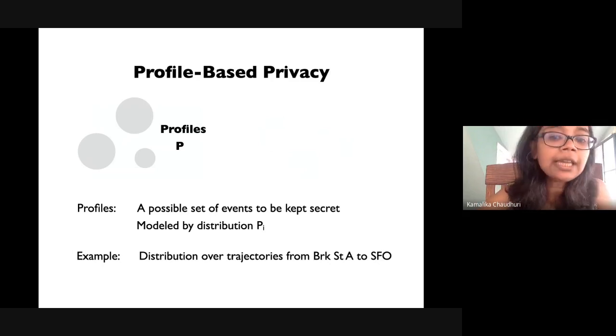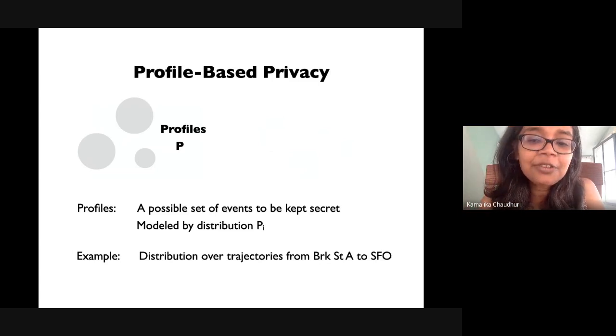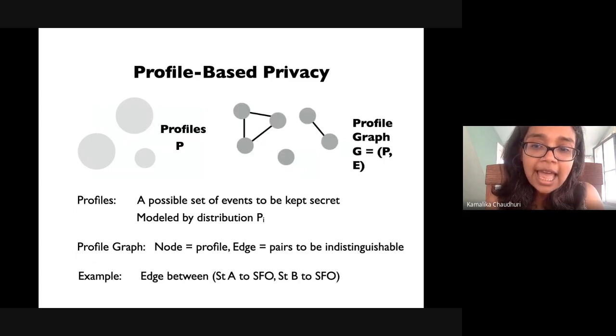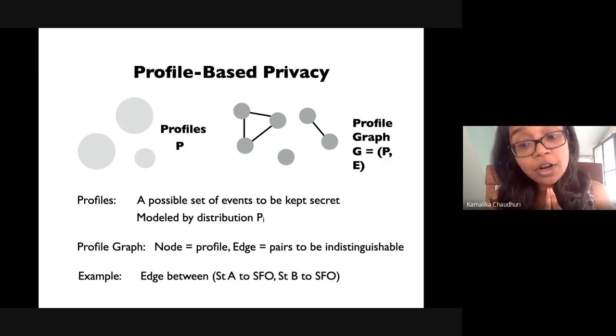Right? So an example could be, and I chose an example specifically in the Bay Area for this talk, let's say you live in Berkeley Street A, and you commute to San Francisco. That could be your profile, right? That is, the distribution of trajectories from Berkeley Street A to San Francisco. And what we also have is what is called the profile graph. A profile graph is a graph where each node is a profile, and an edge connects pairs of profiles that you want to be indistinguishable.